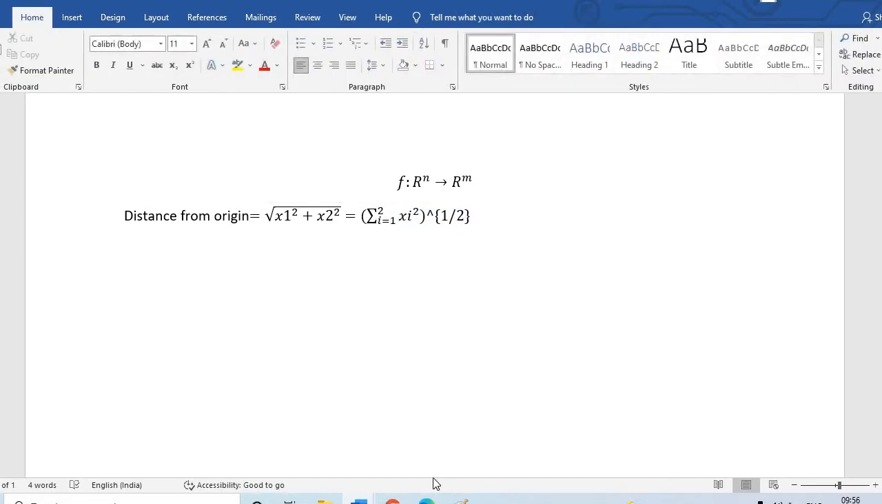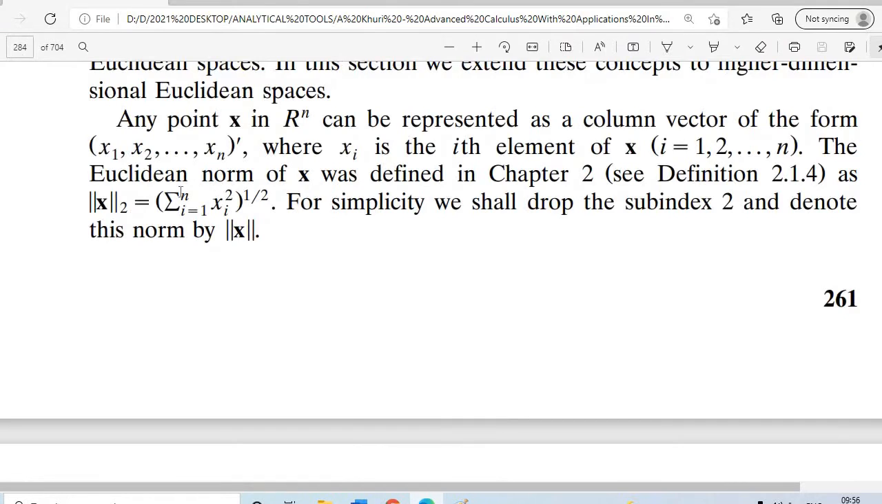This is the generalization. So this is the representation: norm of x, 2-norm. If there are n dimensions, we can go up to n. So this is the norm 2, that is the root of the summation of i from 1 to n. So this is actually the distance. Okay, so that is actually the distance.